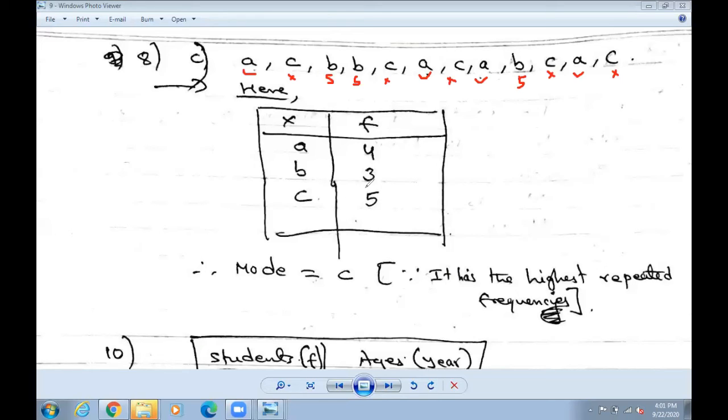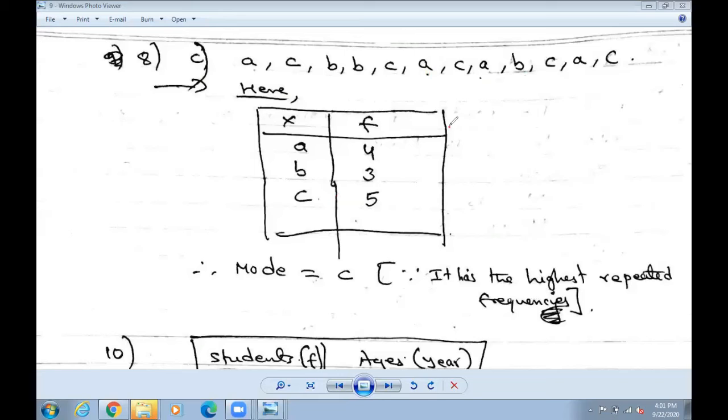Now after writing this, what shall we do? We need to see the highest repeated number. We look at which one has the highest repeated frequency. So which is the most? So 4, 3, 5. Which one is the highest? 5 is the highest. So what is the mode then? Therefore, mode equals C. Why is it C? Because it has the highest repeated frequencies. So that's why it is our answer.